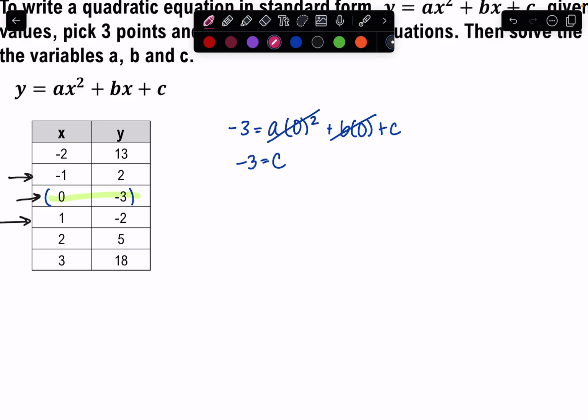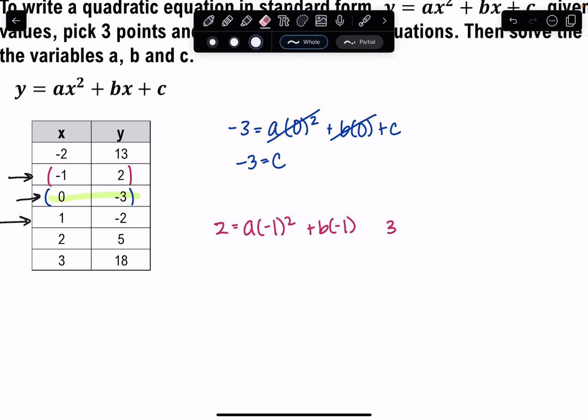Then I can do that again. I can plug in this ordered pair now. Again, you could choose any of them. You could choose this one or this one or this one. Do whatever you want. I'm just using the smaller numbers. So I can try to do this math in my head. So I get 2, that's my y value, equals A times x is negative 1, plus B times x is negative 1 again, plus negative 3, or let's just jump right into minus 3, right? If I'm adding a negative, that's just minus 3.